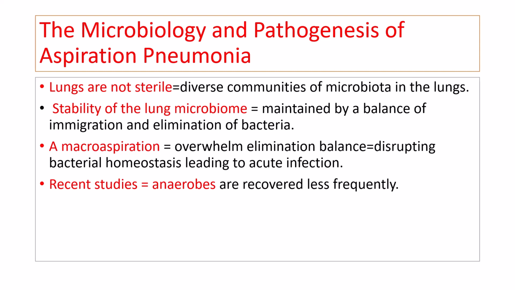This may result in a rapid shift from a diverse microbial mixture to dominance by a single species, for example, Streptococcus pneumoniae or Pseudomonas aeruginosa. A macroaspiration event, particularly in a patient with risk factors for impaired bacterial elimination, such as reduced consciousness or an impaired cough reflex, could then overwhelm the elimination side of the immigration-elimination balance, further disrupting bacterial homeostasis and triggering an increase in a positive feedback loop leading to acute infection. Recent studies have shown that the predominant pathogens in aspiration pneumonia are bacteria that are usually associated with community and hospital-acquired pneumonias, and anaerobes are recovered less frequently.